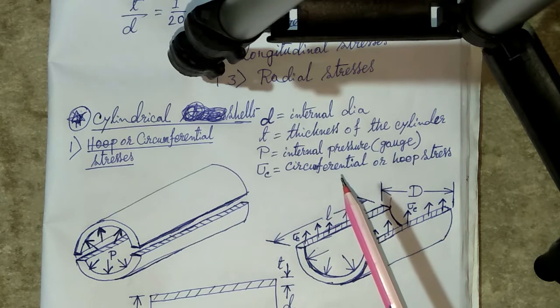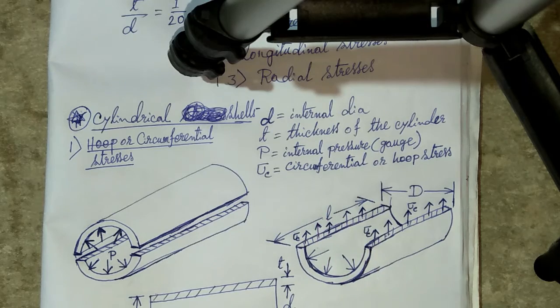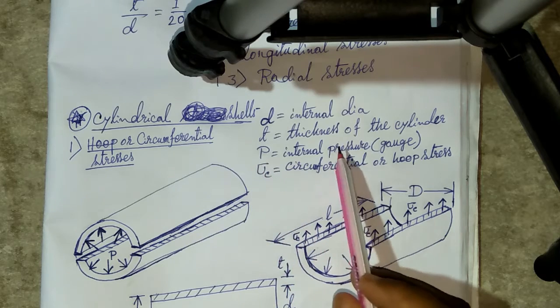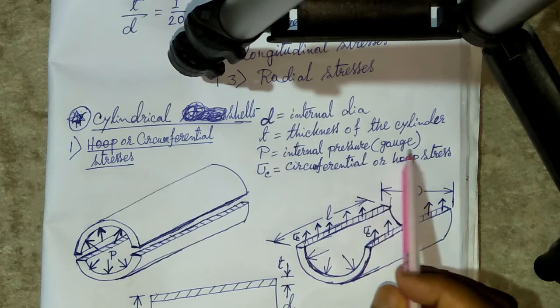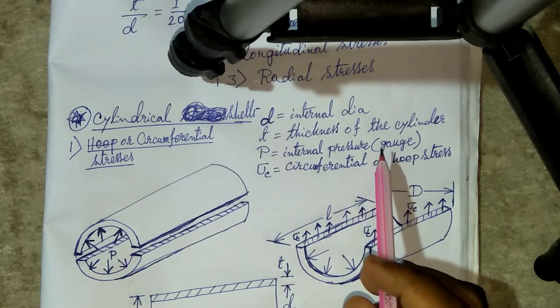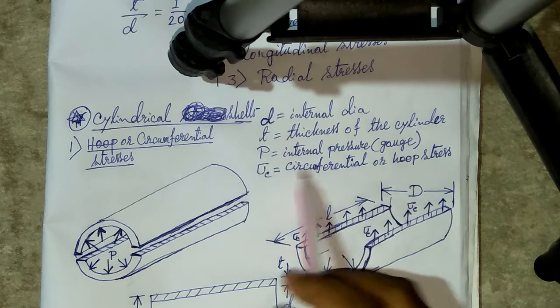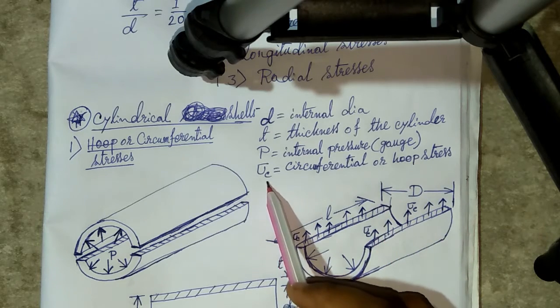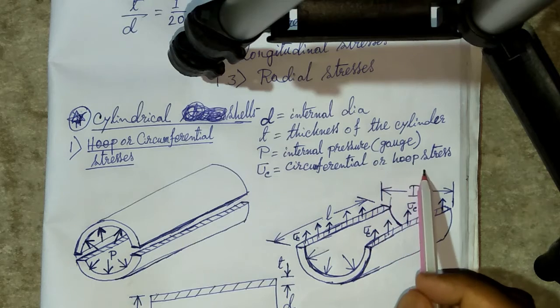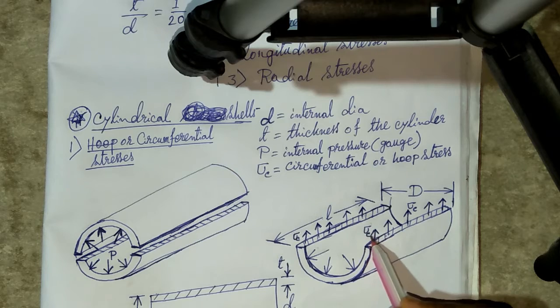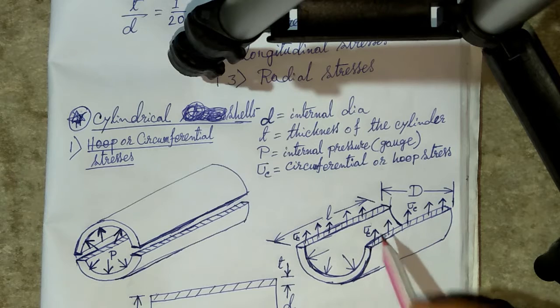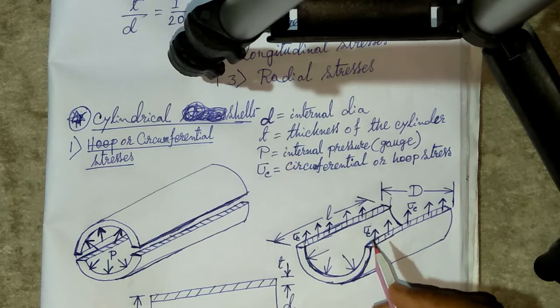Okay, so some parameters: small d is the internal diameter, small t is the thickness of the cylinder, P is the internal pressure, that is the gauge pressure. Already you have learned in fluid mechanics what gauge pressure is. P is the gauge pressure, and sigma c is the circumferential stress or the hoop stress. Now the sigma c acts like this, through the material.